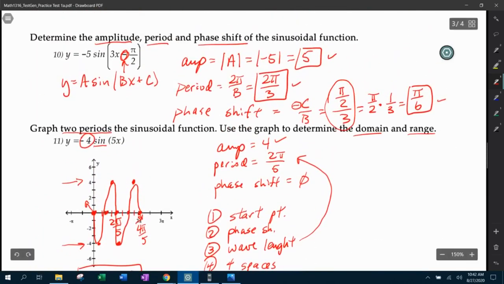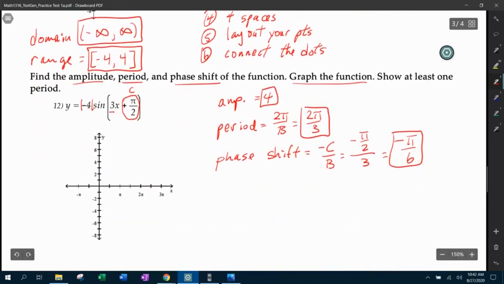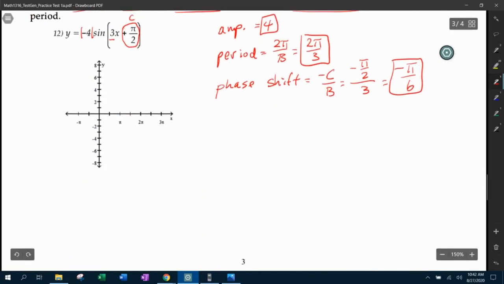Yeah, we already did that one time over here, so same thing. So there's your amplitude, period, and the phase shift. And again, we're going to go through the 6 steps of graphing a sinusoidal function. Step number 1 is, where does it start? Do we have sine or cosine? We have sine. Sine starts at the origin. That's the first step, to locate that starting point.